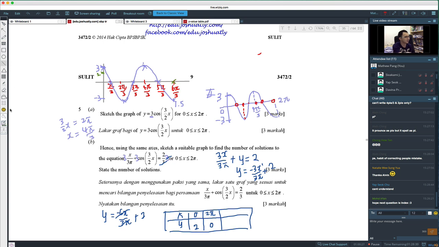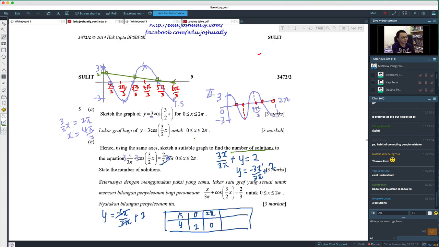from the value of 2 to 0. So this one will be my straight line. And the question asks me to find the number of solutions. Number of solutions means how many intersection points. So I have 1 intersection point, 2 intersection points, 3 intersection points. So therefore the number of solutions will be 3.